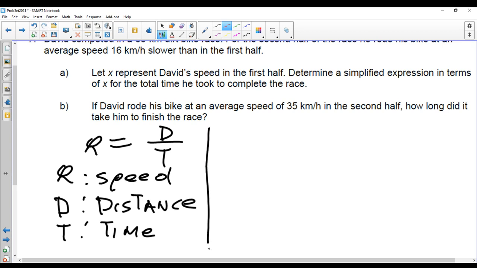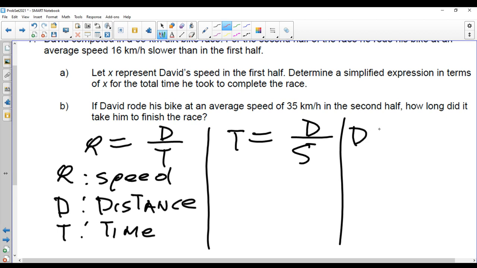Having said that, there are two other ways that we could write this. We could write that time is equal to distance divided by speed. And we could also write it as distance is equal to, what did I change it to, S? I meant it to be R. Let me change that back to R. Distance is equal to rate multiplied by time.